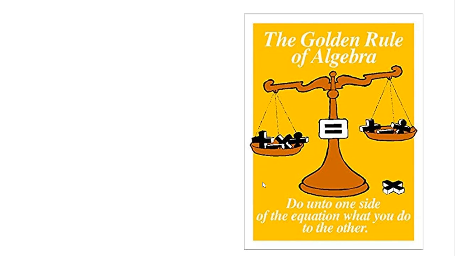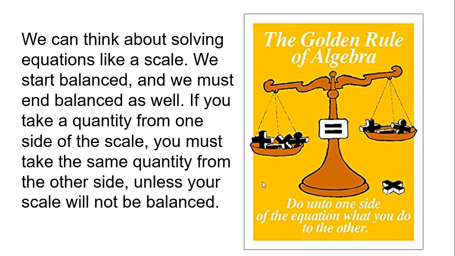Now I have the golden rule of algebra, which is our scale. What we do to one side of the equation, we have to do to the other side. So we have to make sure that we treat this equation like it is a scale. We don't want to put extra amounts in one side of the scale and then not do the same to the other side, because then our scale would be unbalanced and then we cannot actually solve our equation.